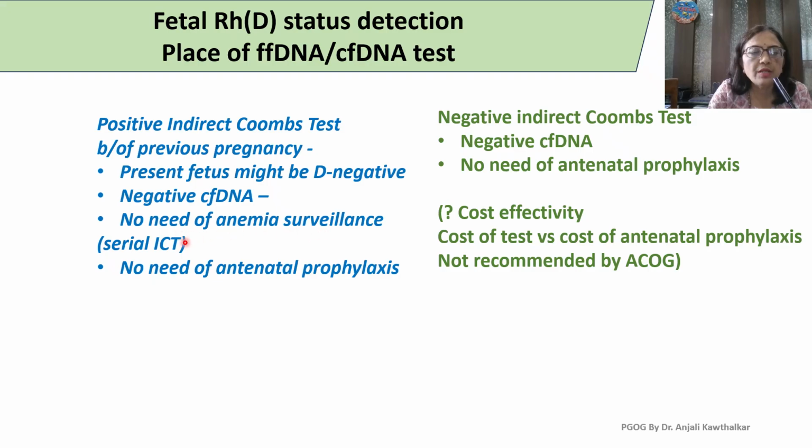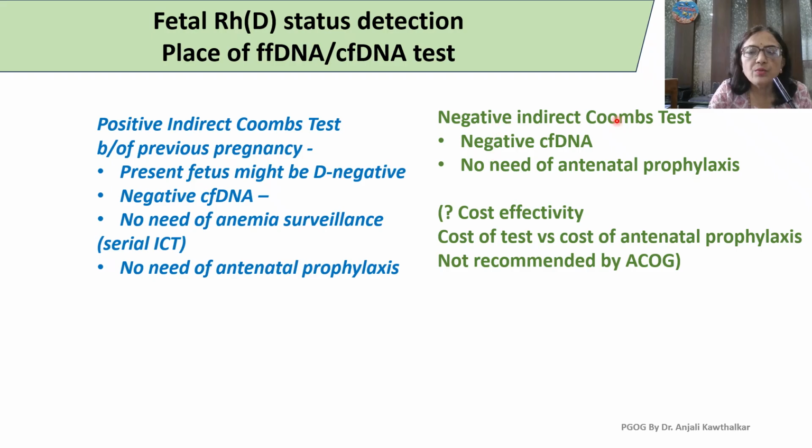There is no need for even serial ICT, indirect Coombs test, or repeated middle cerebral artery Doppler, and there is no need of antenatal prophylaxis. These are the advantages of doing this cell-free fetal DNA testing whenever the indirect Coombs test is positive. What we want to know is, it might be positive because of the previous exposure, previous pregnancy or any other exposure, previous blood transfusion. And if the baby turns out to be D negative by this test, we can avoid this serial ICT, serial fetal Doppler and antenatal prophylaxis.